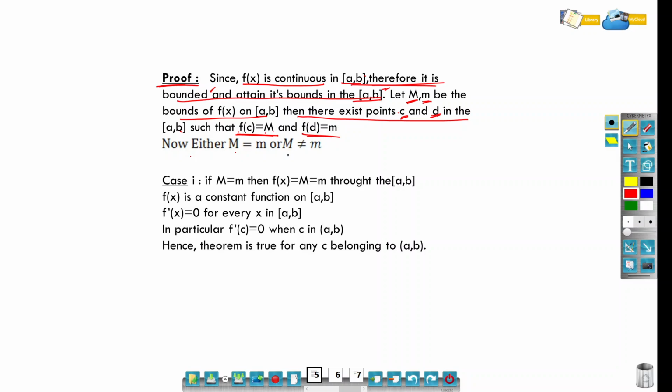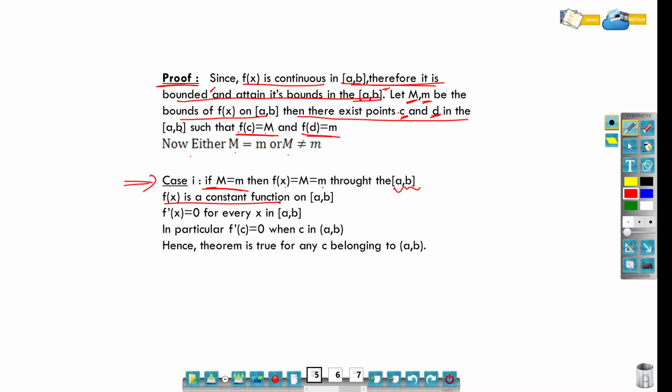So first, case number 1: if M is equal to m, then what happens? If supremum is equal to infimum, then f(x) = M = m. If supremum equals infimum, it means for any value in this closed interval [a, b], we are getting the same infimum as well as supremum. We are getting the same values.